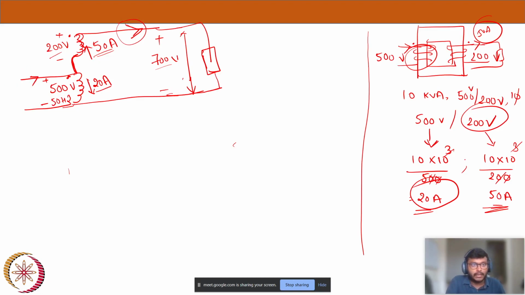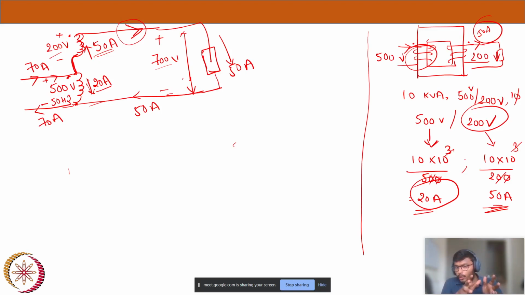So apply KCL here. 50 amps is leaving here, 20 amps is leaving here. So how much current should enter at this point? It is nothing but 70 amps. So yeah, it just satisfies the KCL. Now my input current is 70. Here 50 is flowing. Through the load 50 amps will flow, and here again 50 amps will return. Here again this 20 will join here. Here again KCL, 50 plus 20, and 70 is returned back to the supply.